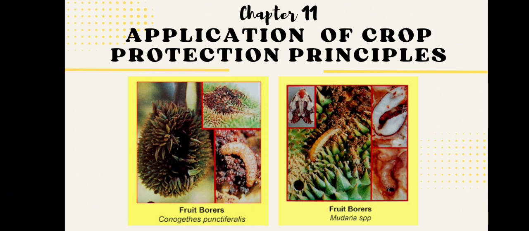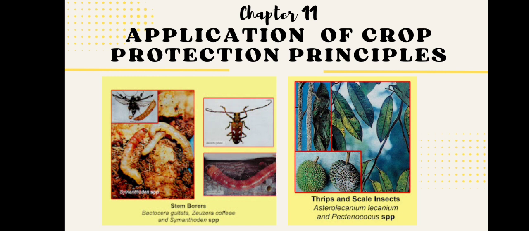Then the fruit borers. These pests can cause damage by tunneling into the fruit, leading to spoilage, reduced quality, and potential yield loss. Then stem borers. These pests can cause damage by tunneling into the stem, leading to weakened structural integrity, reducing growth, and potential tree mortality.